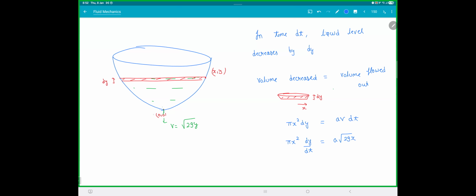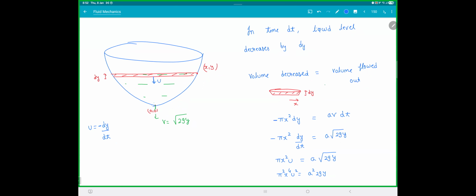dy by dt is nothing but the speed of this liquid. If this liquid is coming down with u, then u is nothing but dy by dt. Technically, you get a minus sign there, and this also will be a minus sign because it is decreasing. So this becomes pi x square u equals a into root 2gy. Squaring on both sides, pi square x power 4 u square is equal to a square 2gy. So there, you're done. We get y equal to pi square u square by 2a square g into x power 4.